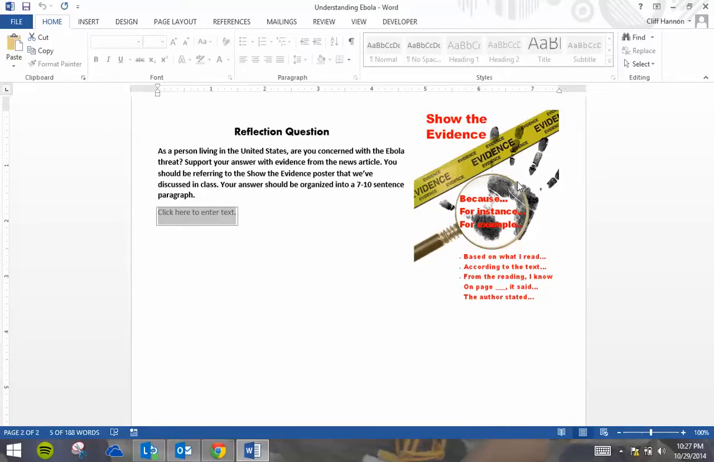As you're answering this question, the big key to this, as one of our learning objectives for today was using informational text to support your answer. We've looked at this poster before, the Show the Evidence poster. There are some sentence starters here to help you get the ball rolling. You should only be including evidence and supporting your writing with information from the news article itself. You shouldn't be drawing on stuff that you already know about Ebola. You should be drawing on what you learned from the news article itself. These are all sentence starters that you could be using to write your reflective question.